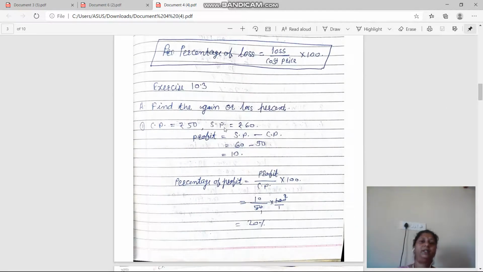Now, cost price and selling price. The cost price is 50, selling price is 60. So profit is equal to selling price minus cost price, 60 minus 50, 10. Now the formula: percentage of profit is equal to profit upon cost price multiplied by 100. So what is profit? 10. What is cost price? 50. And what is 100 here? So 10 upon 50 into 100, that is 20%. Okay, next thing.